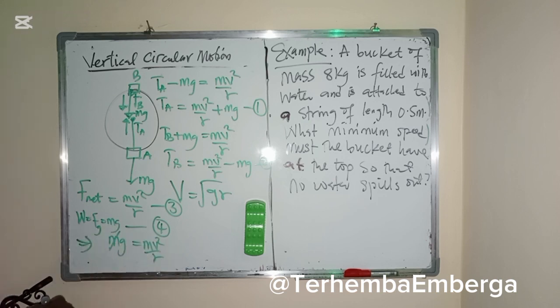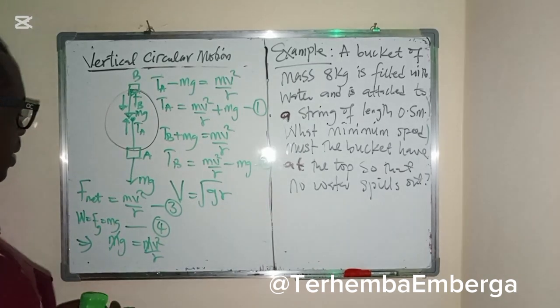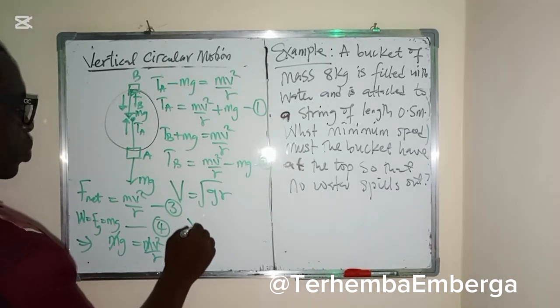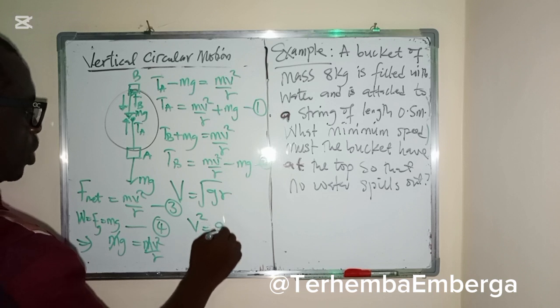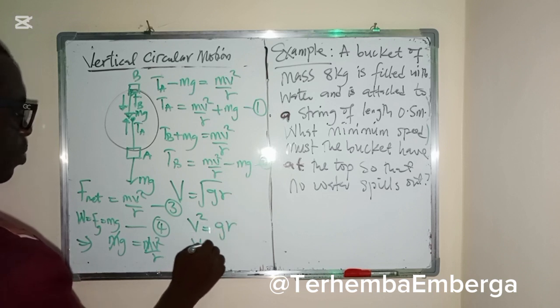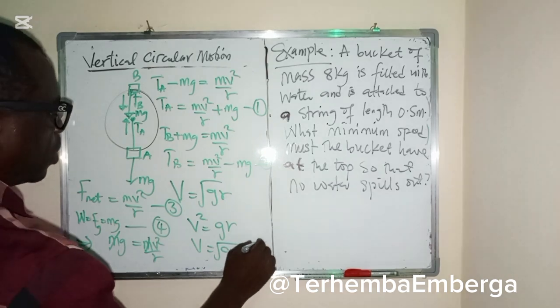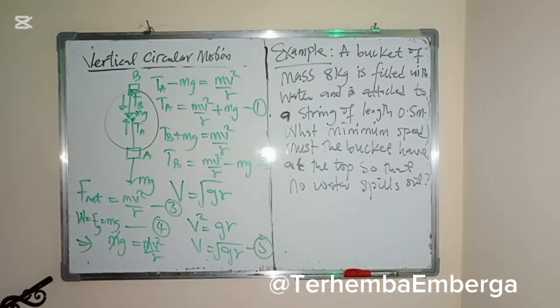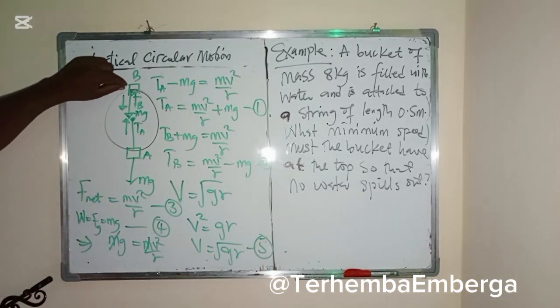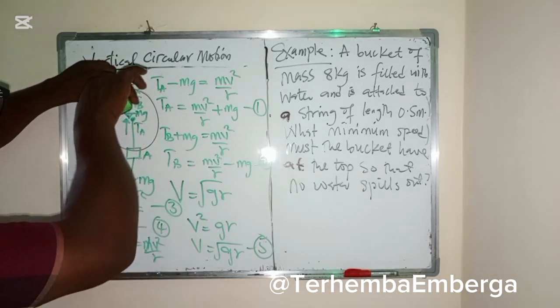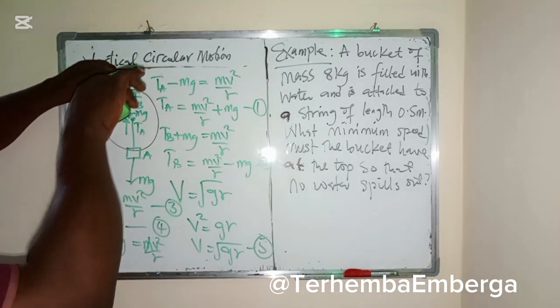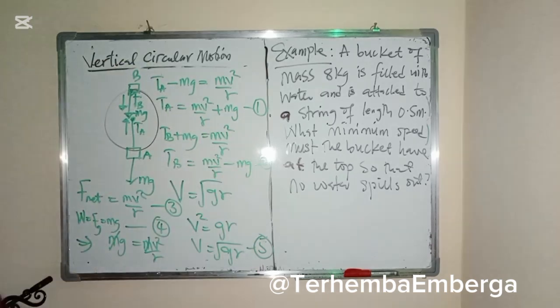On the left hand side, we have m. On the right hand side, we have m. So we can say that v squared is equal to gr, and v will be equal to the square root of gr. Maybe this is equation 5. This equation 5 is the minimum speed that must be acquired by that object at the top to keep it in circular motion.